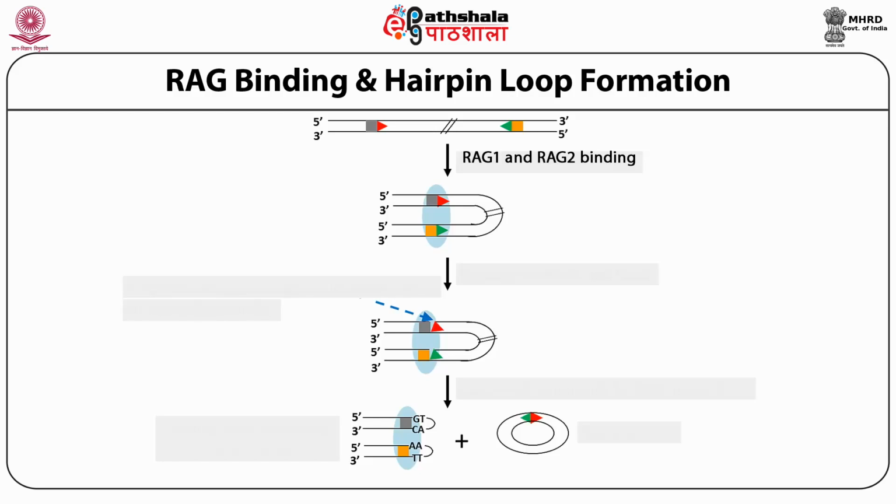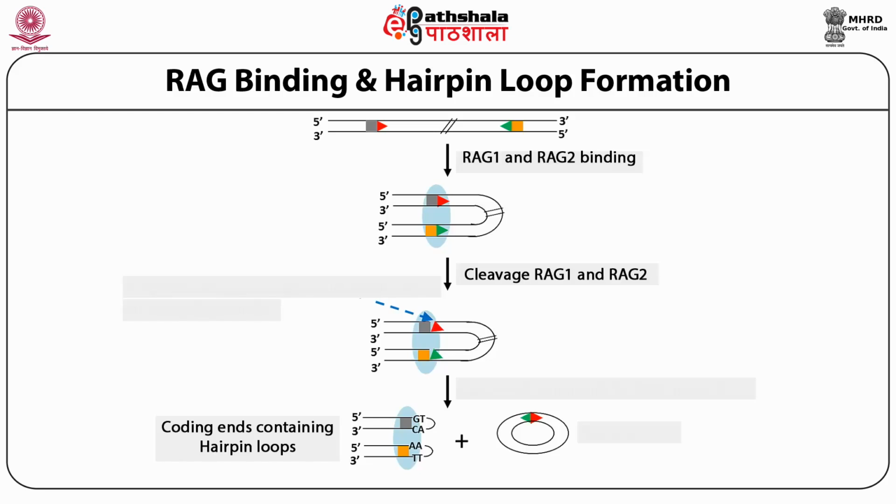Next, the RAG proteins catalyze a transesterification reaction wherein the 3' hydroxyl group at the end of the gene launches a nucleophilic attack on the phosphodiester bond on the opposite non-coding strand. This reaction generates two ends, a coding end with a closed hairpin loop and a blunt signal end. These ends are held together by RAG in a post-cleavage synaptic complex or PSC. Note that overall, two coding ends and two signal ends are generated for each recombination event.